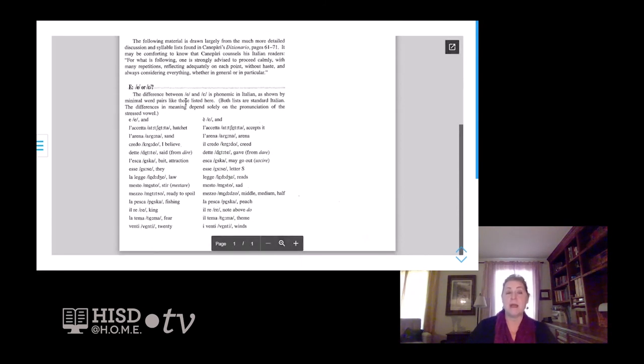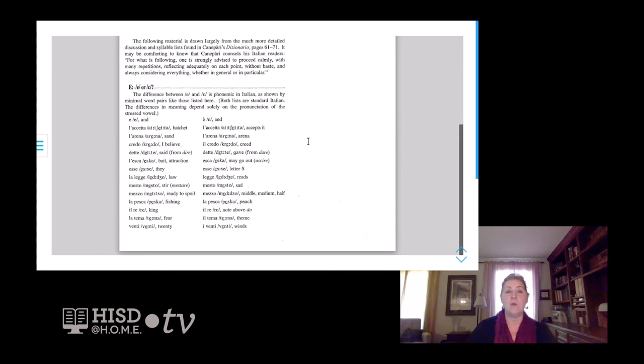The difference between open e and closed e is phonemic. We have the open e vowel, and we have the closed e vowel. If you use them interchangeably, you change the definition of the word. My favorite example is a Starbucks example. When you go to Starbucks, you can order a venti. You need to be careful. Is it a venti or a venti? Those are two different words.